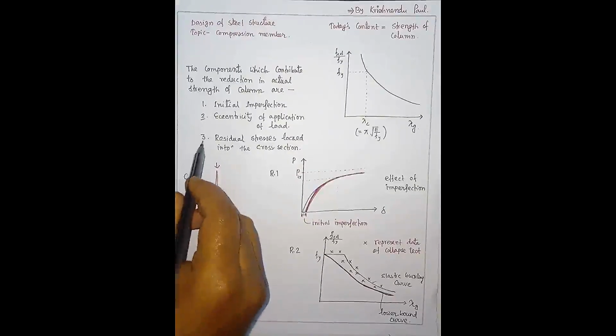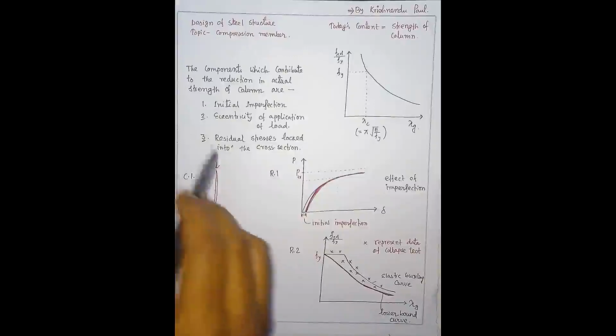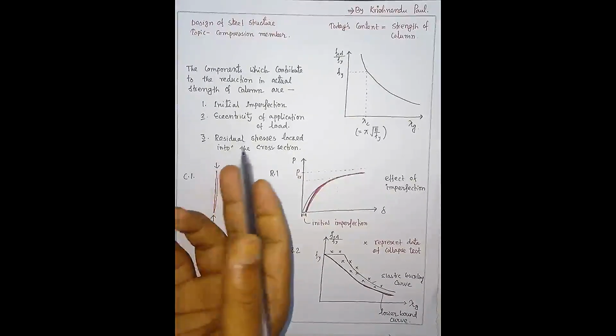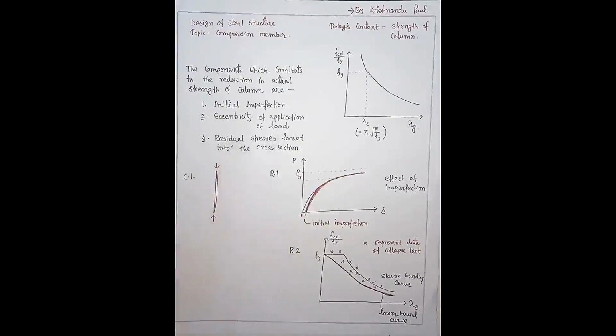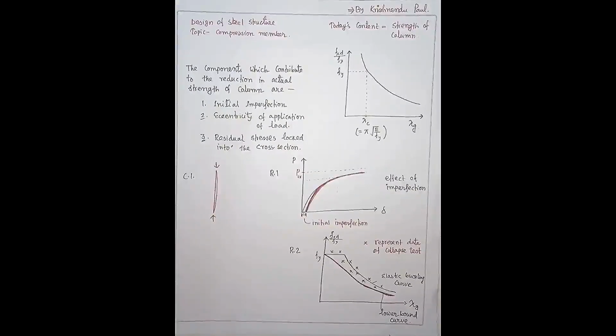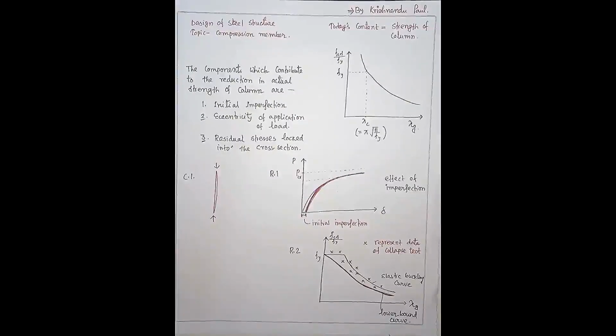Now let us understand what residual stresses are and how they affect the behavior, or the strength. These sections are hot rolled and produced in factories. In this production process the cross sections are subjected to alternate cooling and heating.